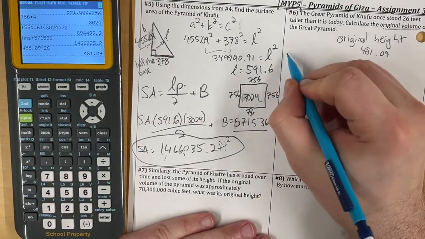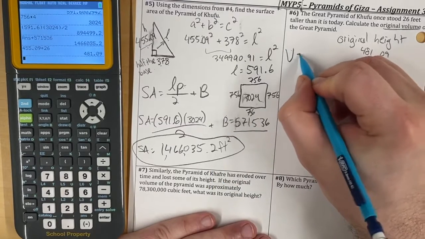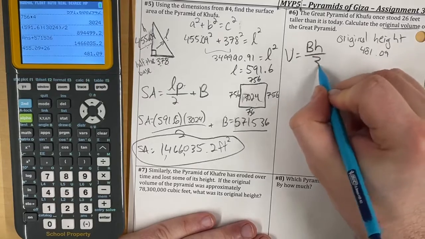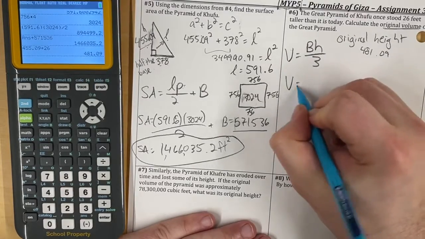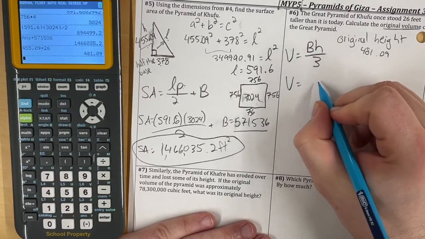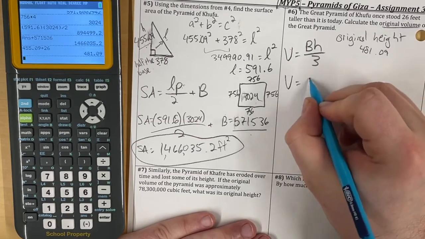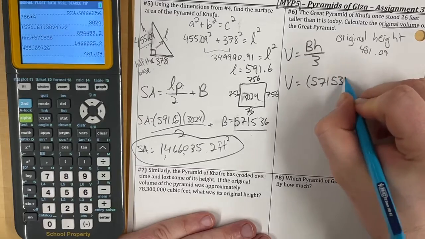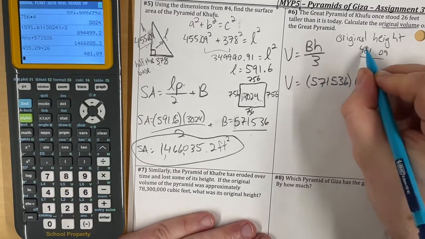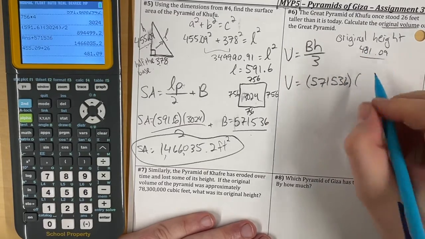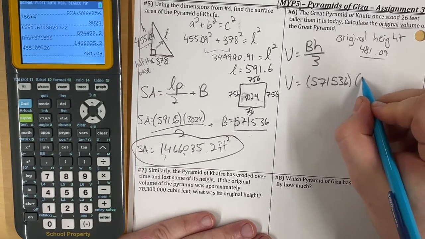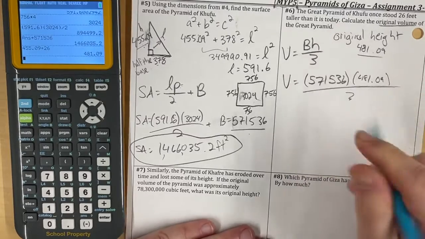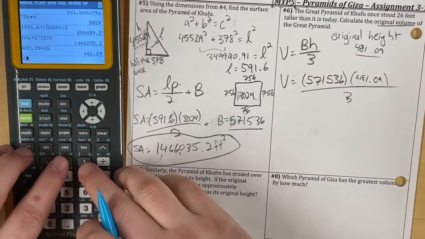So now we can take our volume formula. Volume is going to be equal to big B, which is the area of the base, times the height divided by 3. Plug in those values. Big B was this value here, 571,536, and our original height is going to give us our original volume. So we're going to say original height 481.09, all divided by 3. Make sure you're typing that in your calculator carefully.